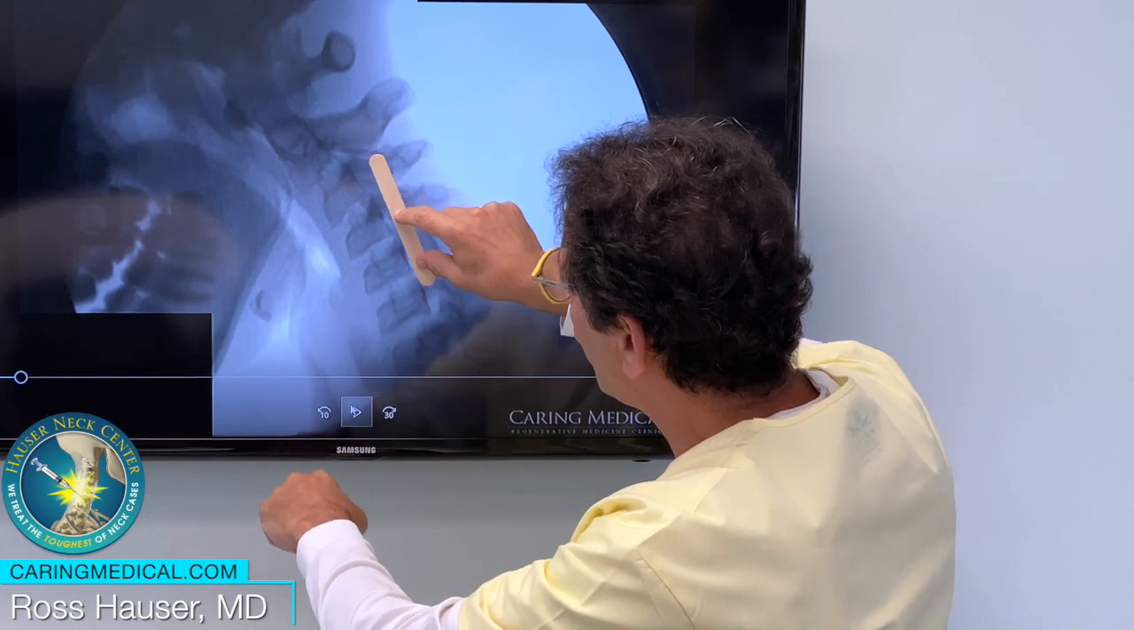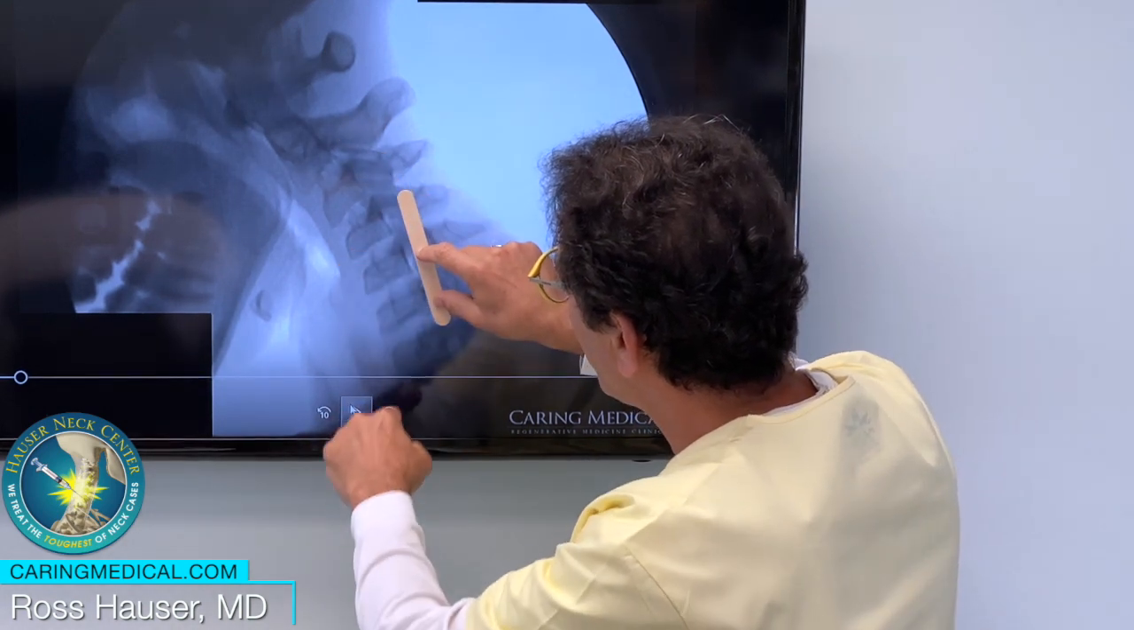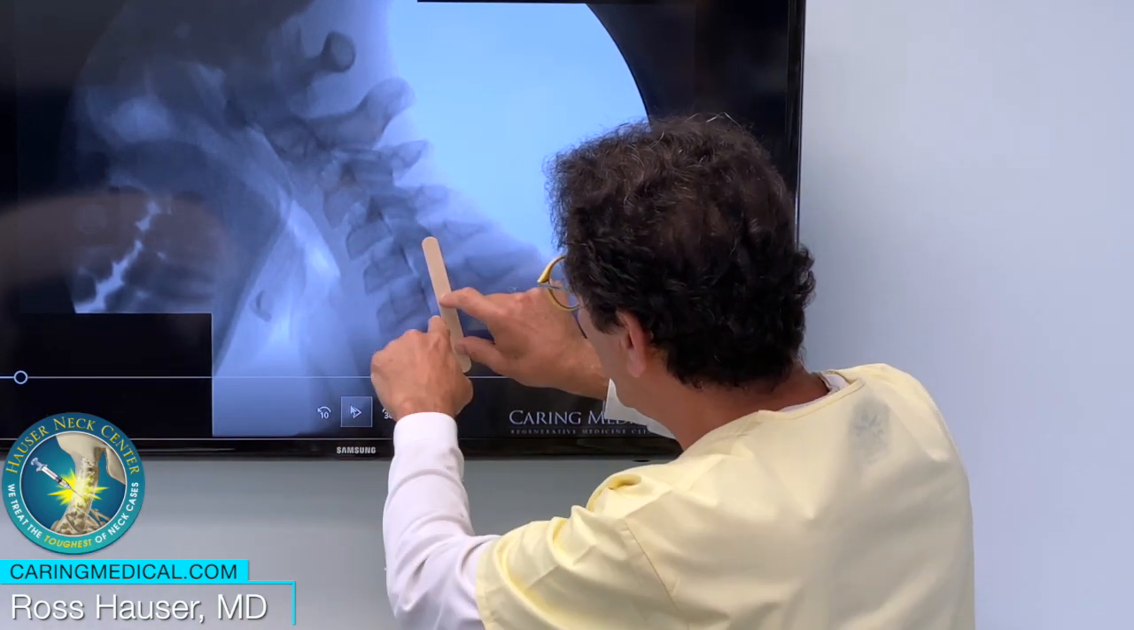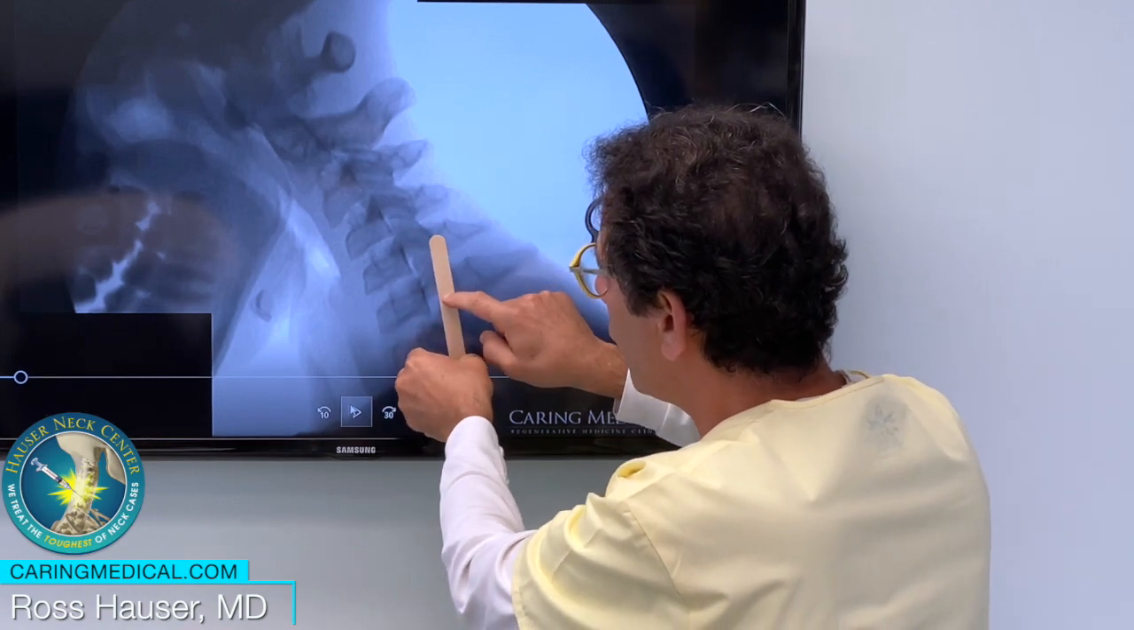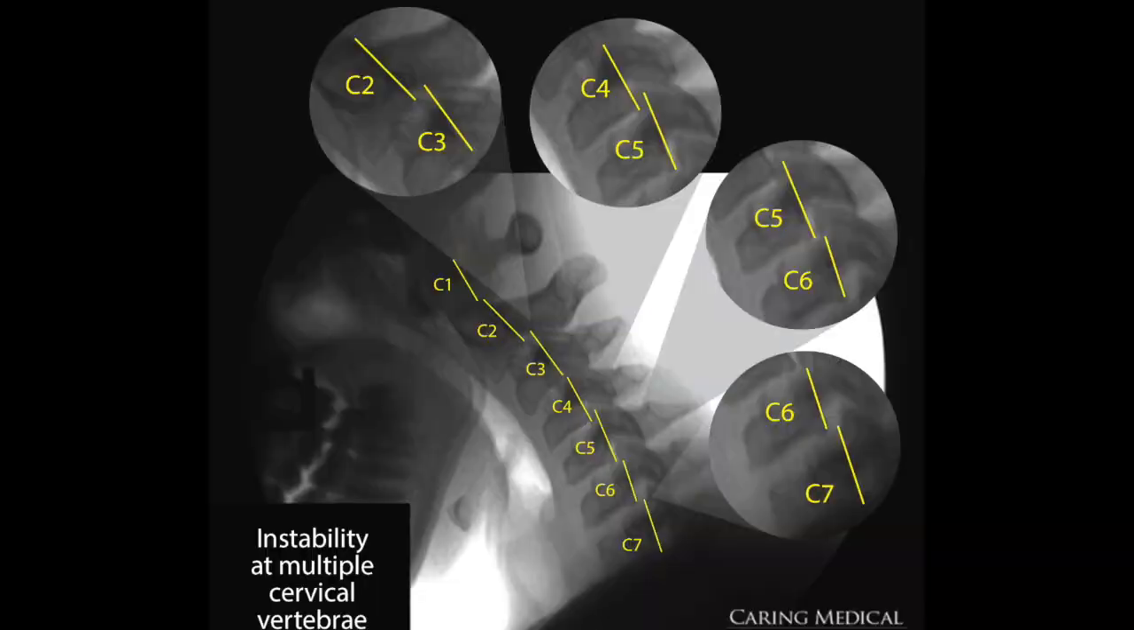C3, C4 is stable, C4, C5 there's instability, C5, C6 you could see the instability, and C6, C7 is quite severe. So this particular young person, and this was a preteen, had instability at multiple areas, and you could say, well, was the person in a crash? Did they play football? Honestly, a lot of these kids, what it is is the addiction to cell phones or tablets.